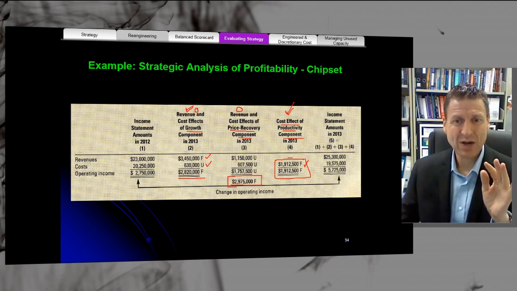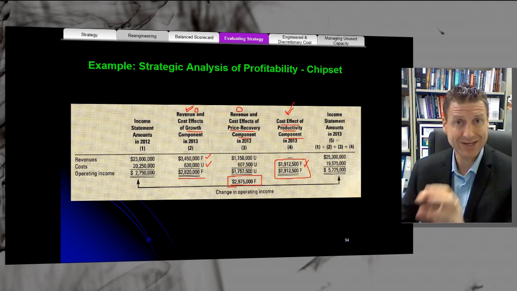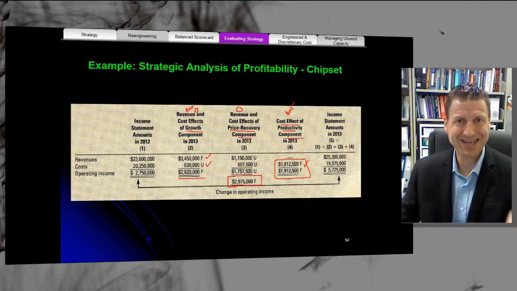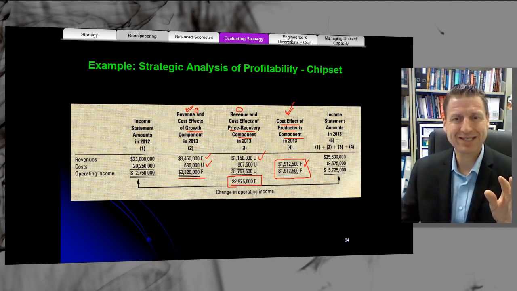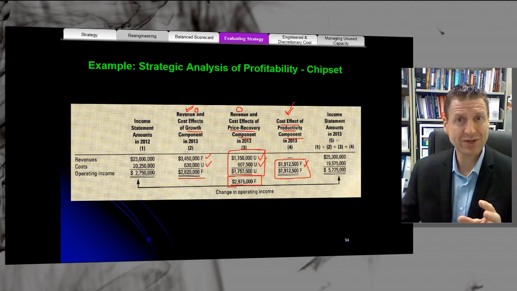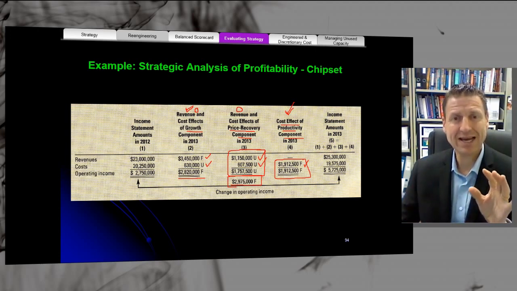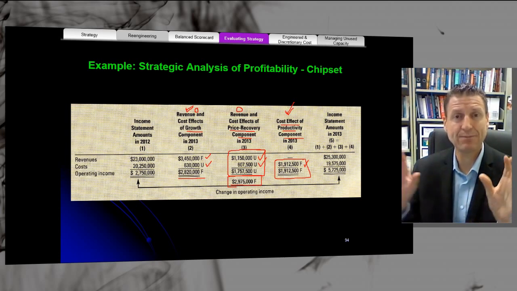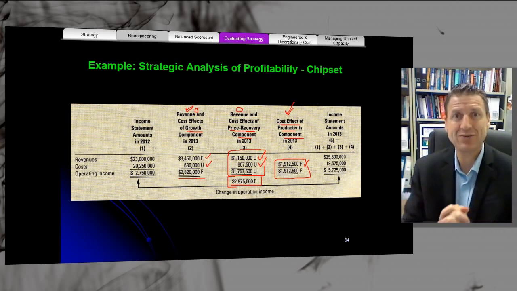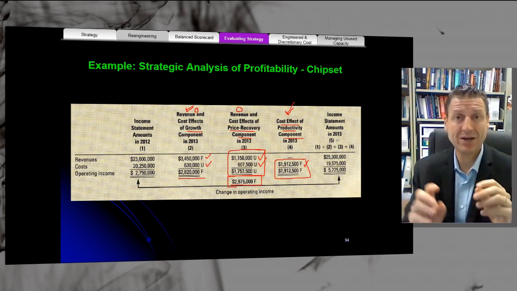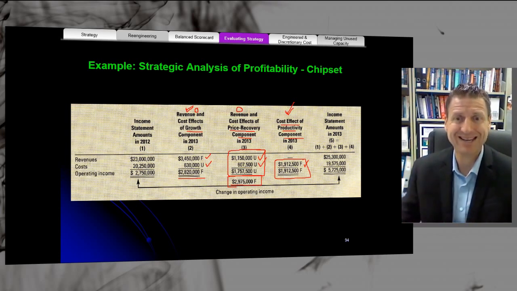However, Chipset was not able to do well on the price recovery. Remember, it went from $23 in 2012 down to $22 in 2013, and the costs went up. So not so good, but this isn't a focus of Chipset's strategy. Remember, price recovery is a focus of a differentiation strategy. Sometimes you cannot balance all of these three and push all of them at the same time. You need to emphasize two depending on which strategy you are following.